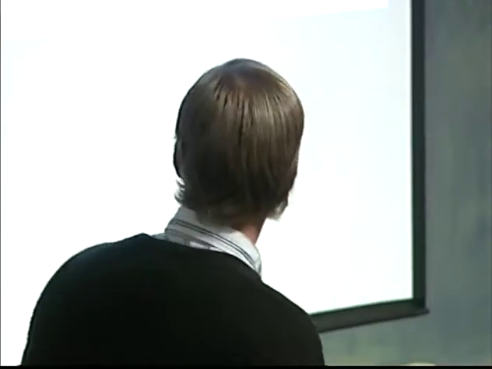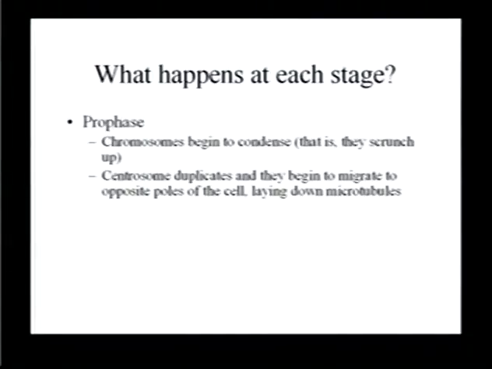All right, so that's one of the first things that you see happening in prophase. The centrosome duplicates. You remember in Chapter 4, I hope you remember, we talked about the centrosome as the part of the cell that makes microtubules, which are part of the cytoskeleton. The centrosome duplicates at the start of mitosis.